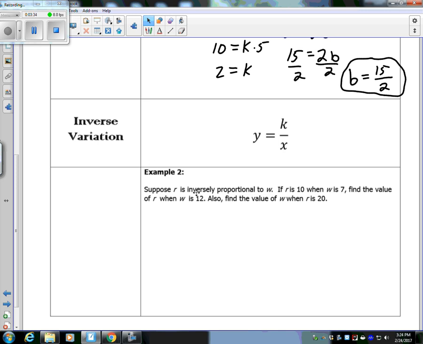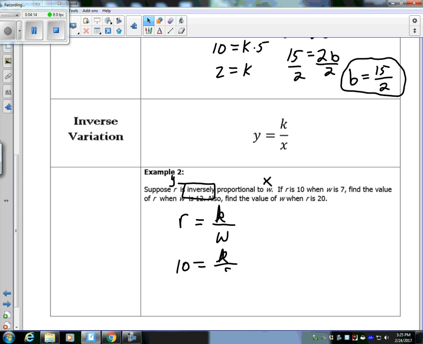Before we get into story problems, we have to get an understanding of how these problems are set up. Again, I look for the words, suppose R is inversely proportional. What comes before it is the Y. The variable after is your X. So it's going to be R equals the constant, still K for constant, over the X, which in this case is W. The first scenario sets up your problem. So R is 10, and the W is 7.